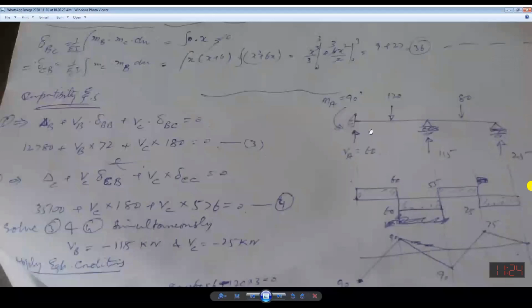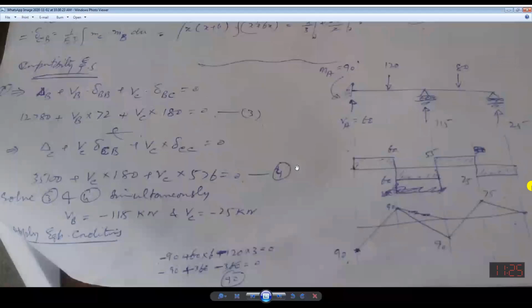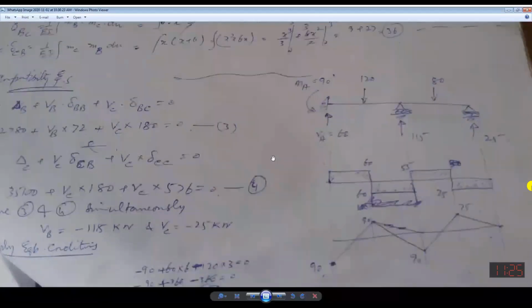And if you draw the shear force and bending moment, this will be like this one. Okay, so this is the ultimate solution. This is the ultimate solution of the numerical. Everybody got it? Yes, sir. Okay. Now we move to another approach.